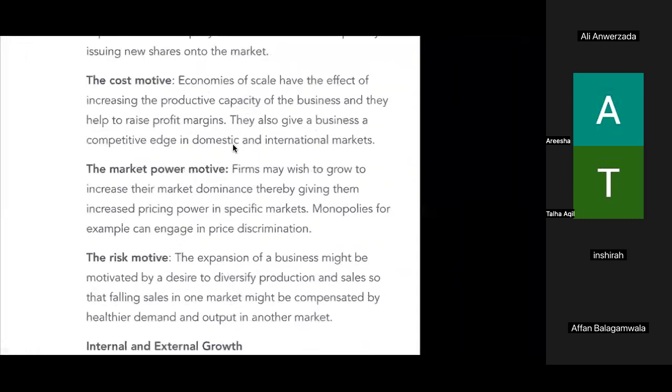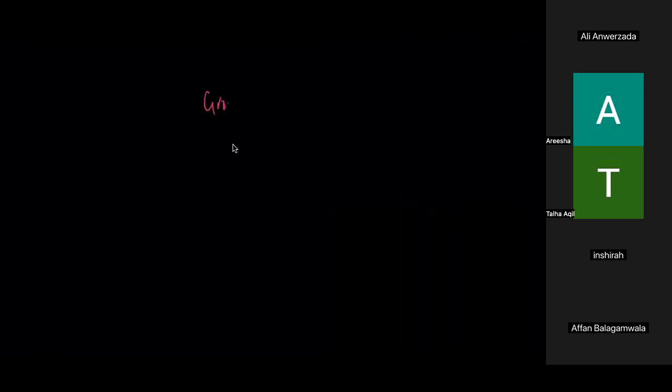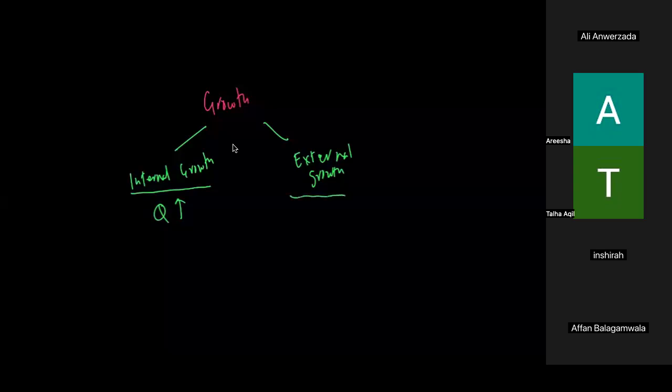Now, when you grow, you can achieve growth through internal growth or external growth. Internal growth is simply increasing the size of your operations. External growth, guys, is basically your merger or acquisition, like somebody acquires you, or there's a merger that could take place.